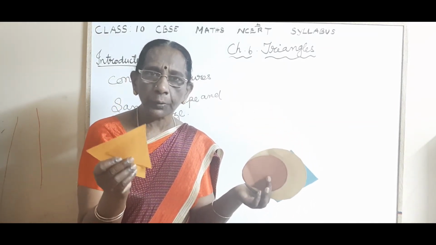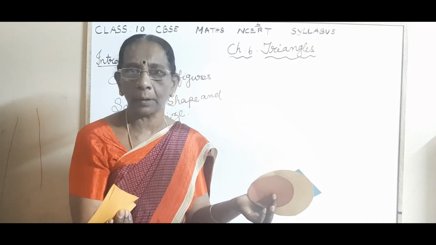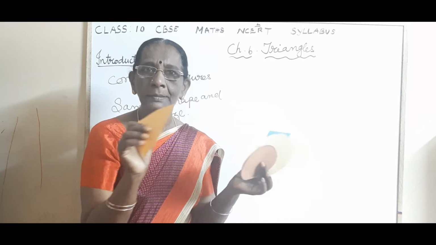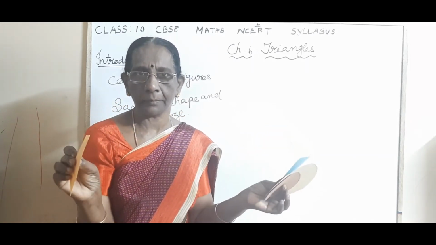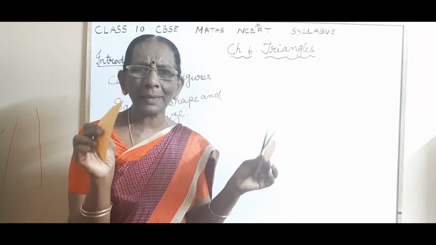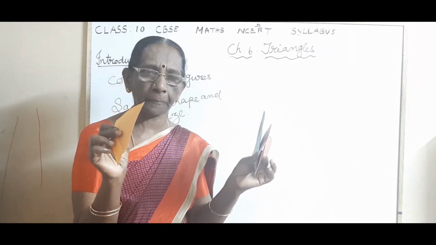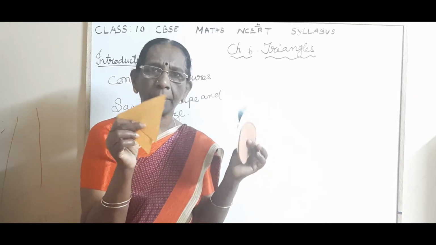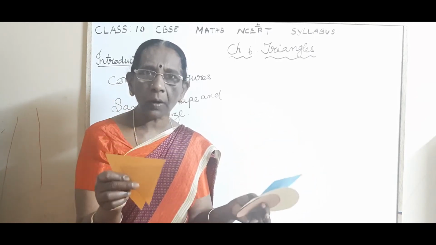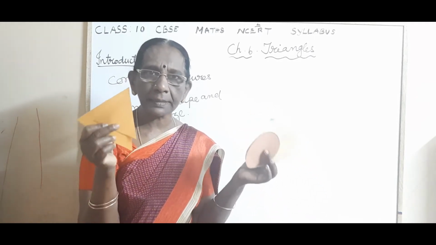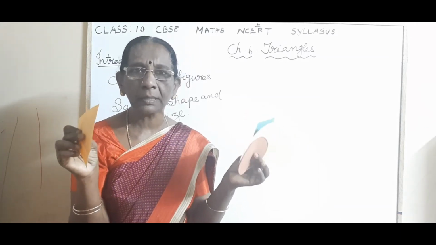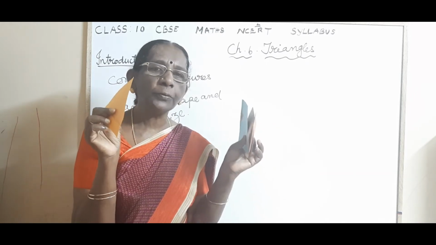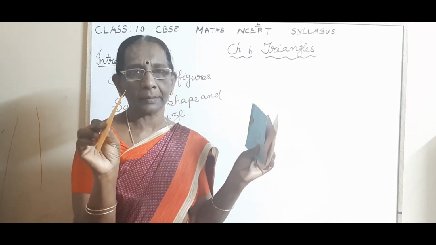Isn't it, children? If you take your hand and your father's hand also, they have the same shape, but the size is not the same. So what is the special name for this property? When two figures have the same shape but not the same size. In mathematics we will say the two figures are similar.